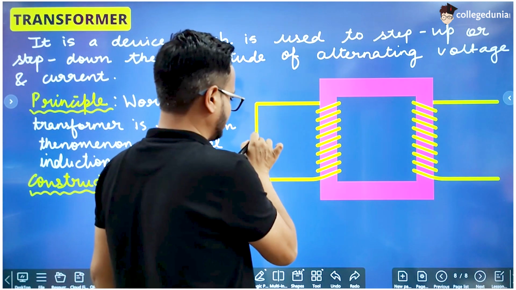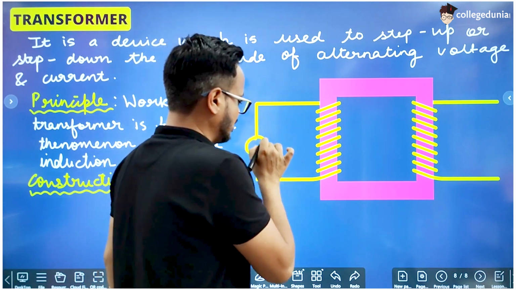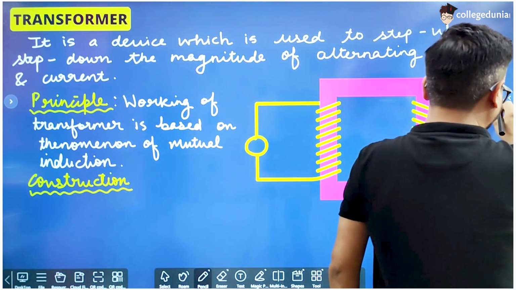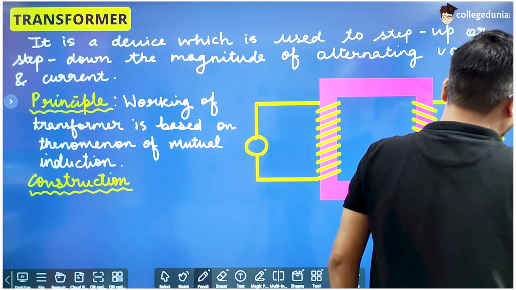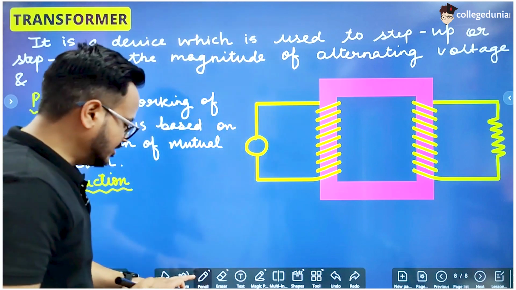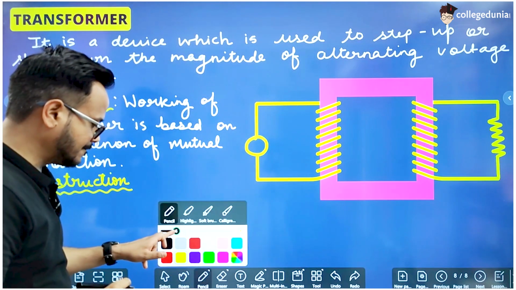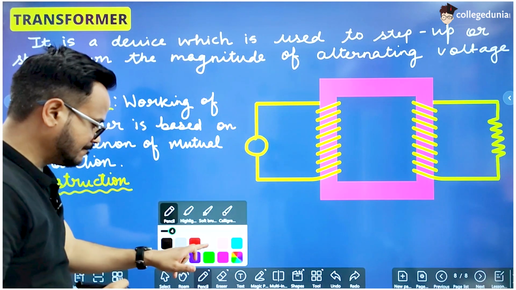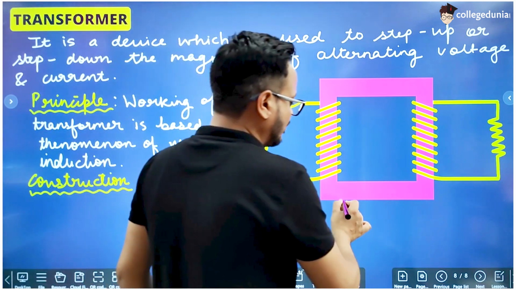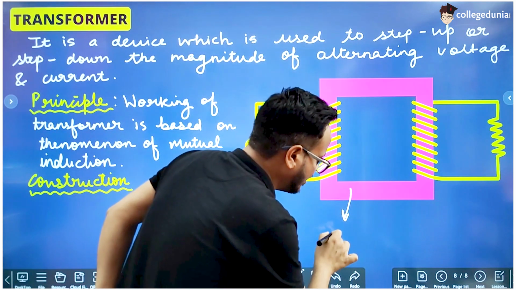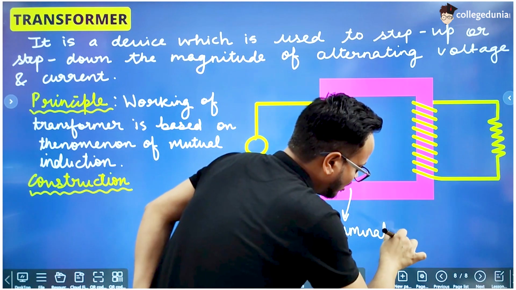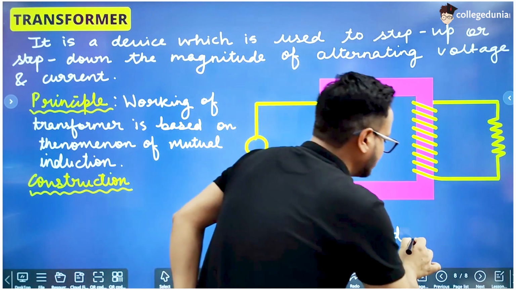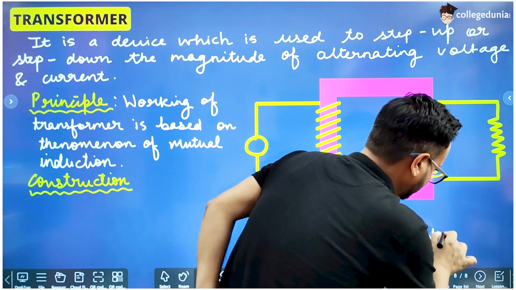Just let me complete the diagram first. Okay, this one is called the laminated soft iron core.